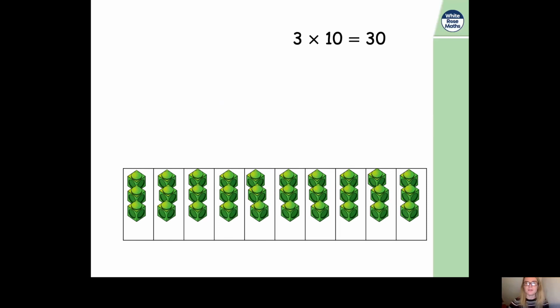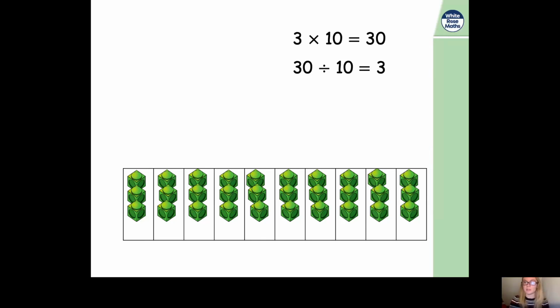There we go. How many have ended up in each group? Yes, you're right, 3. So we can write 30 divided by 10 equals 3, because we had 30 cubes and we shared them into 10 groups and we have 3 in each group.